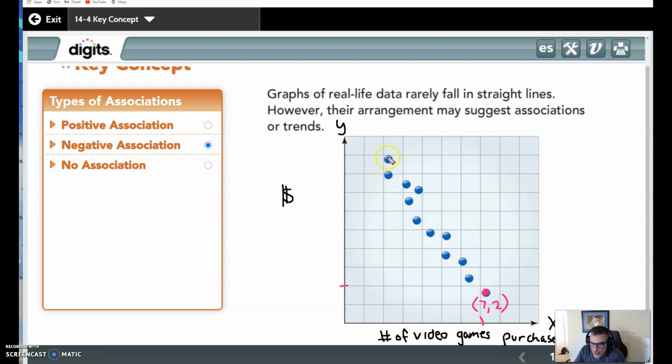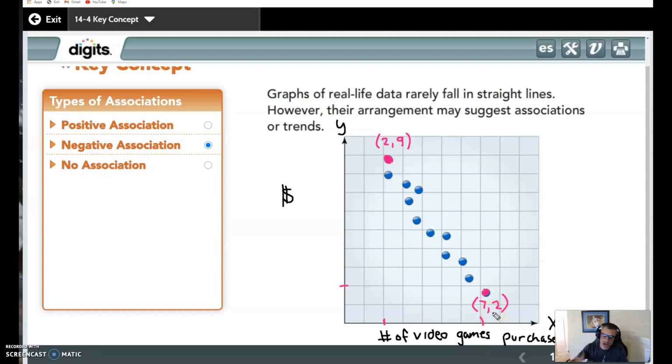Well, look at the opposite. Look at this point right here, right? The opposite extreme. This says, well, I only purchased 2 video games, so I have $9 in my account. So I bought fewer video games, so I have more money. That's what this point represents. This point says I bought more video games, 7, and so I have less money.